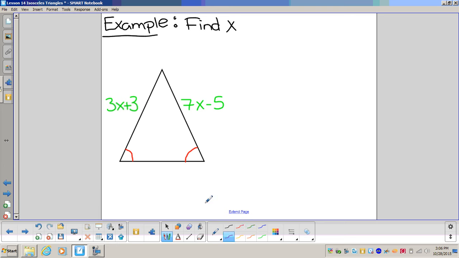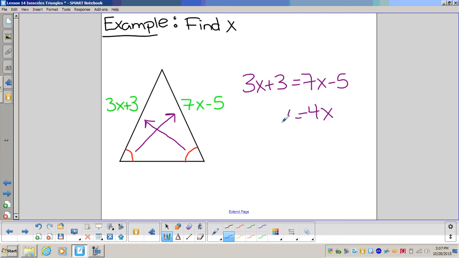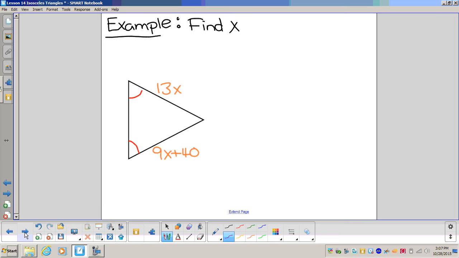So this is another style question. I have two congruent angles, so this is an isosceles triangle again. Now the sides across from those angles are congruent. So again, I can write an equation, and get that x is 2. So go ahead, pause here, and use the same idea and find x.